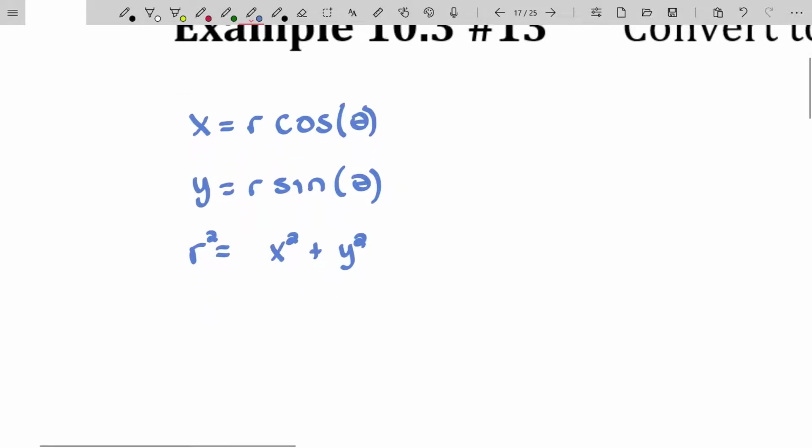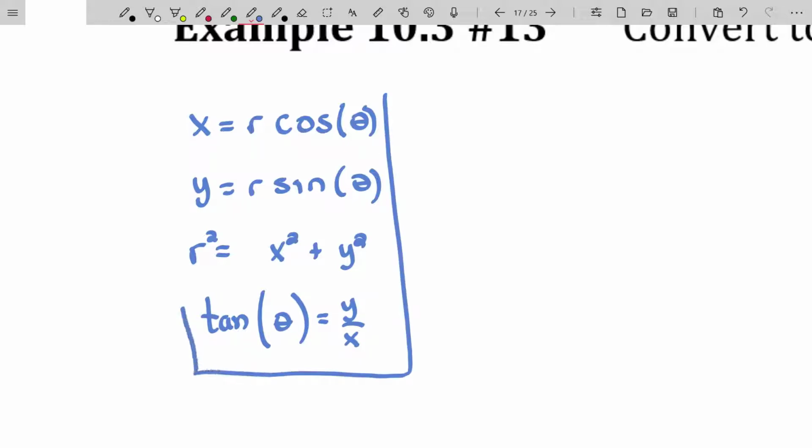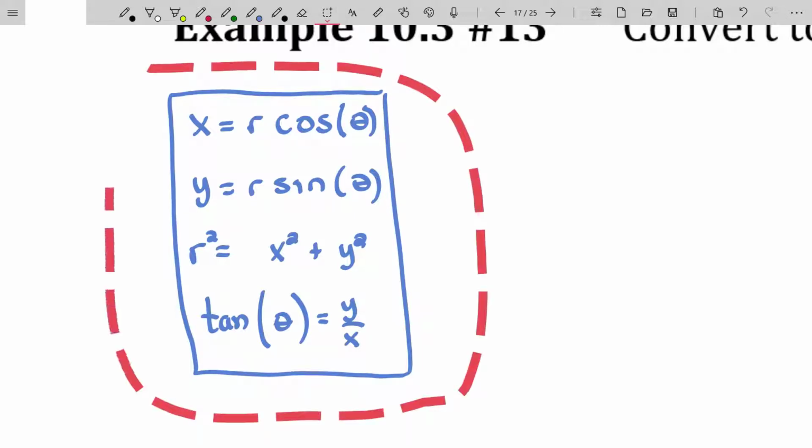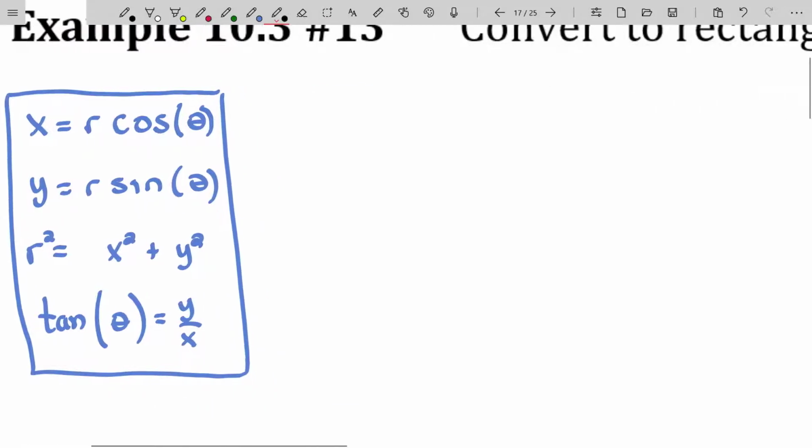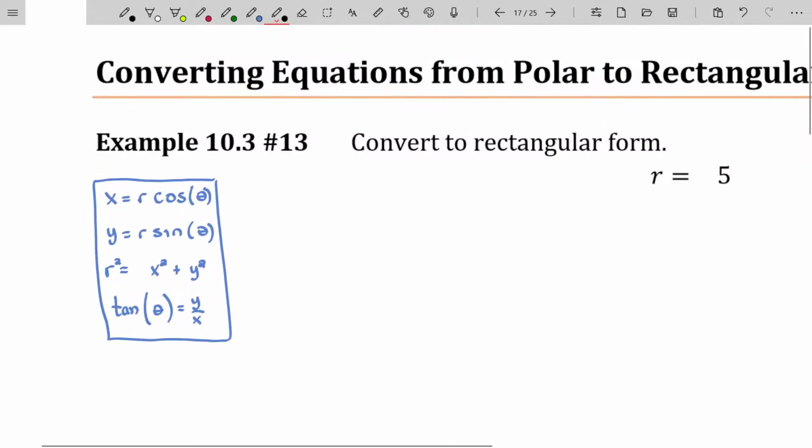And then finally, we do have this last bit here, that the tangent of theta is equal to y over x. That's not really going to help at all, but these are the main formulas for polar coordinate work. I'm just going to box that up and copy it so that I can paste it into future problems. Let's go ahead and just see what we could do here.